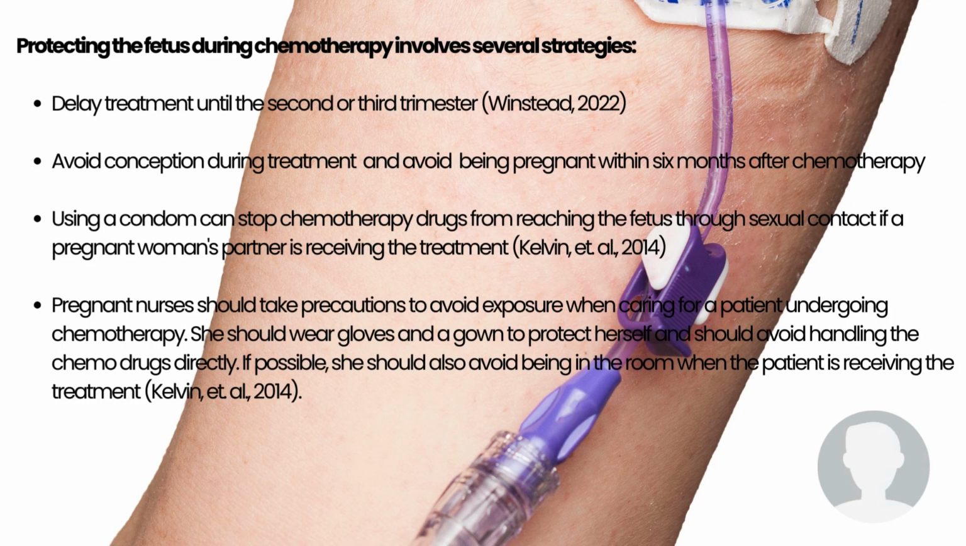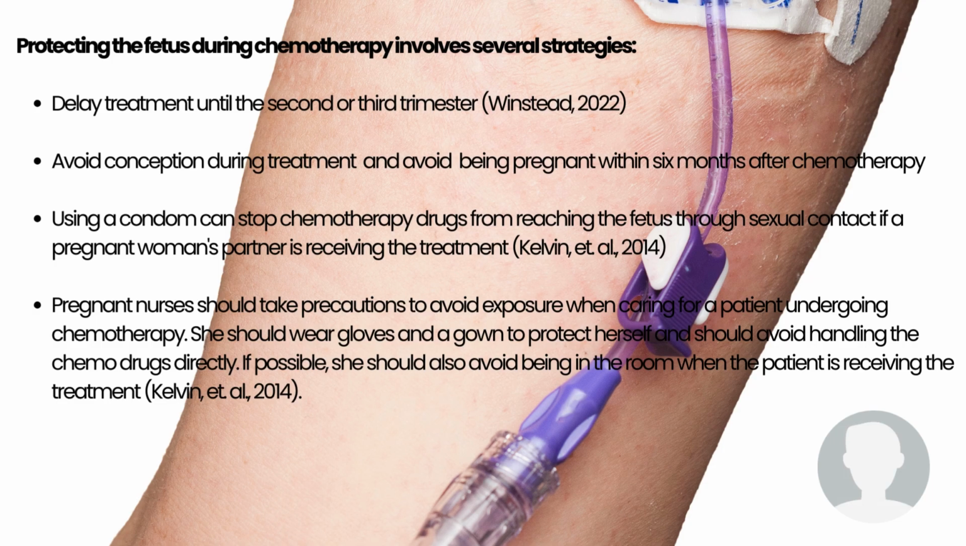Protecting the fetus from the dangers of chemotherapy involves several strategies. Delay the treatment until the second or third trimester. Avoid conception during treatment and avoid being pregnant within 6 months after chemotherapy. Using a condom can stop chemotherapy drugs from reaching the fetus through sexual contact if a pregnant woman's partner is receiving the treatment.